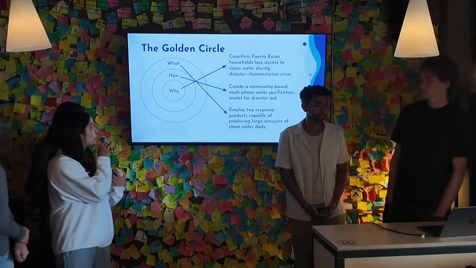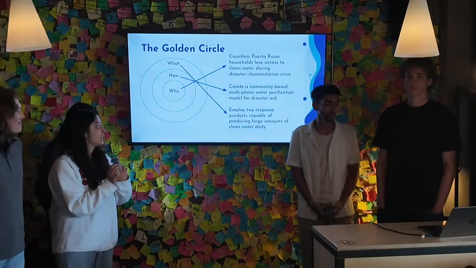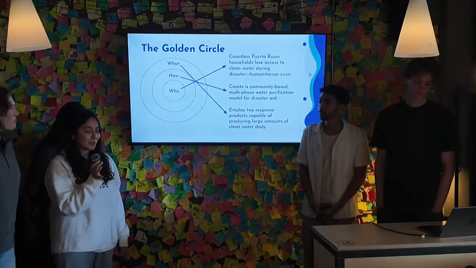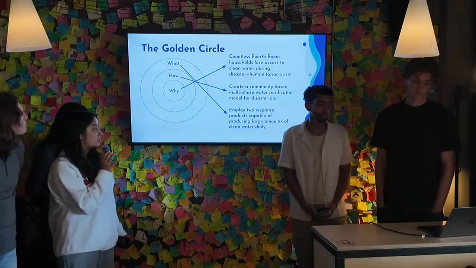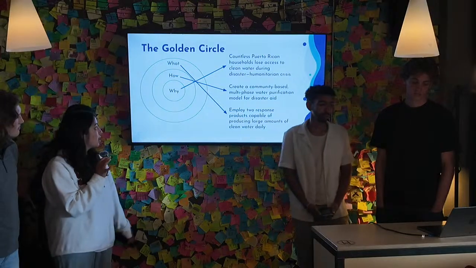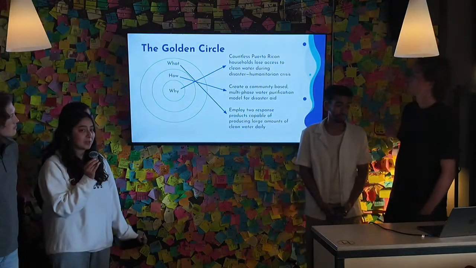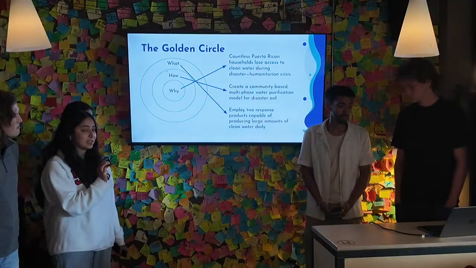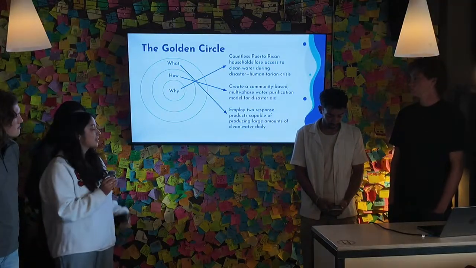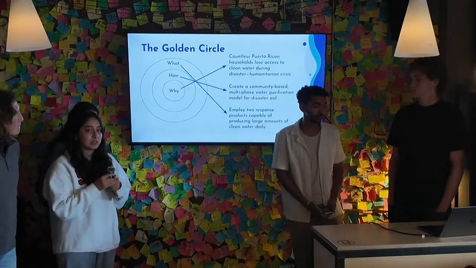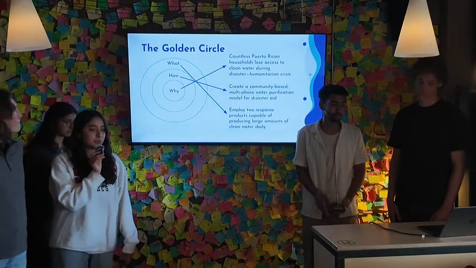So this is our golden circle, the why, how, and what of our project. As Katie just discussed, so many households in Puerto Rico lost access to clean water during humanitarian crises such as those hurricanes. How we want to tackle this problem is by creating a community-based water purification model to aid following these natural disasters. And what this is going to look like is employing 2 response products that can produce large amounts of clean water daily to support these households.